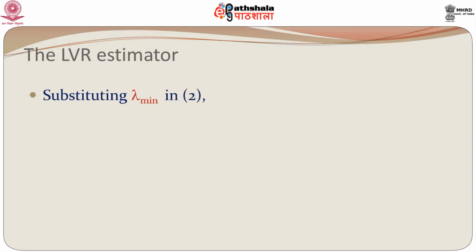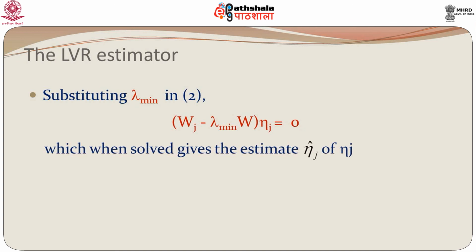So, what is the LVR estimator? If you substitute lambda min in 2, we now have Wj minus lambda min W eta j equal to 0. So, lambda min now stands in place of L, it gives you the minimum of L, and we can solve eta j from this. This is a set of homogeneous equations and you can solve eta j from this.